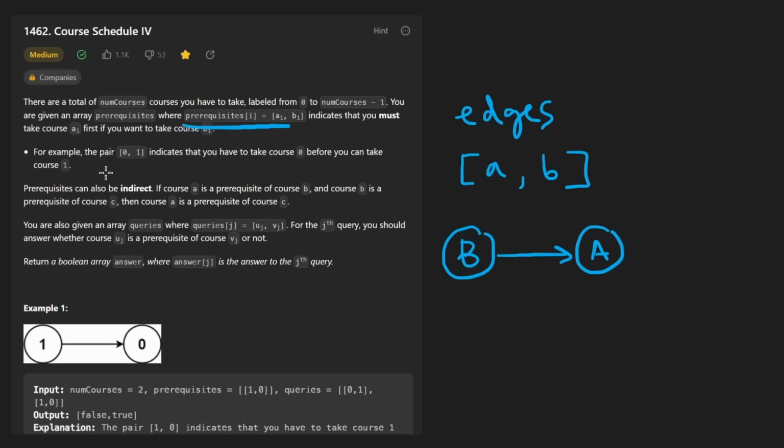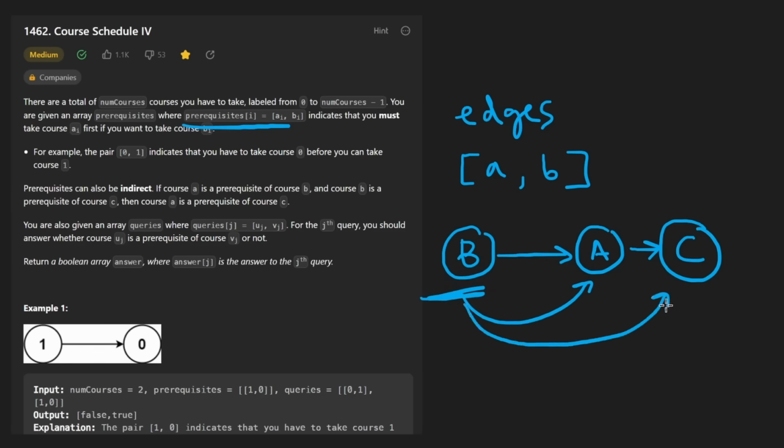Now there's also this concept of indirect prerequisites. For example, if A had a prerequisite, maybe it's course C, then it looks like this. Well, C is a prerequisite of A, so before we can take course A, we have to take course C, and A is a prerequisite of course B, but also C is an indirect prerequisite of B. Before we can take course B, we not only have to take course A, but we have to take course C. That's pretty logical and it makes sense, but it's going to be important for this problem.